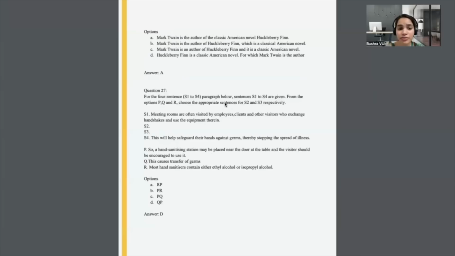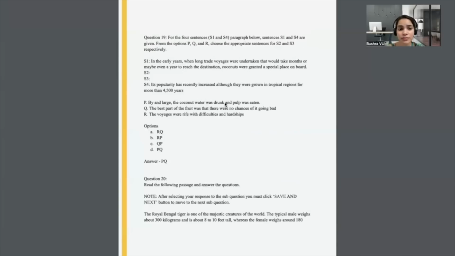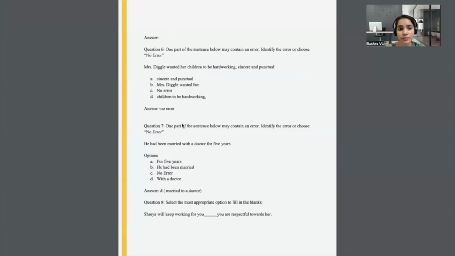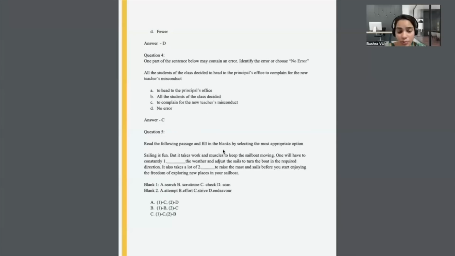So let's look at the fifth question. Read the following passage and fill in the blanks by selecting the most appropriate option. Sailing is fun, but it takes work and muscles to keep the sailboat moving. One will have to constantly dash, search, scrutinize, check, scan the weather, and adjust the sails to turn the boat in the required direction. One will have to dash the weather.